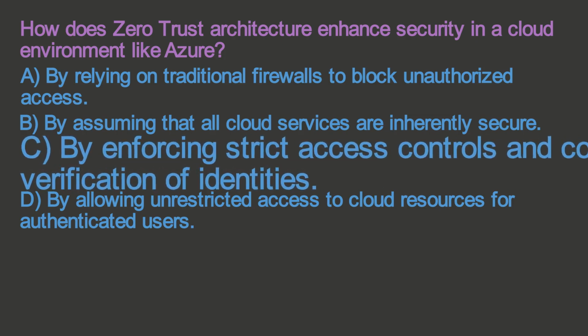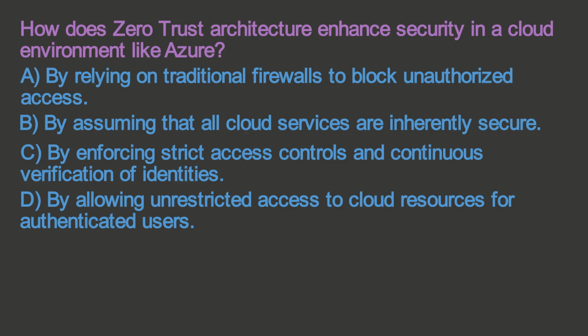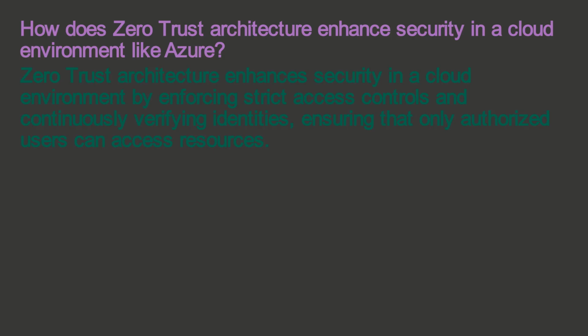The correct answer is C. By enforcing strict access controls and continuous verification of identities. Zero Trust architecture enhances security in a cloud environment by enforcing strict access controls and continuously verifying identities, ensuring that only authorized users can access resources.